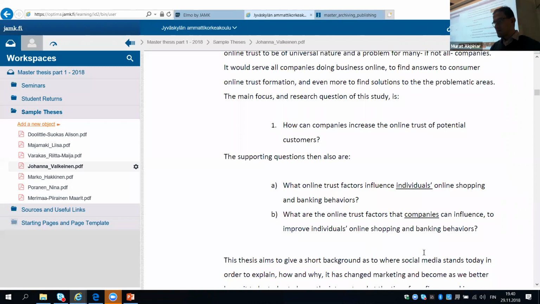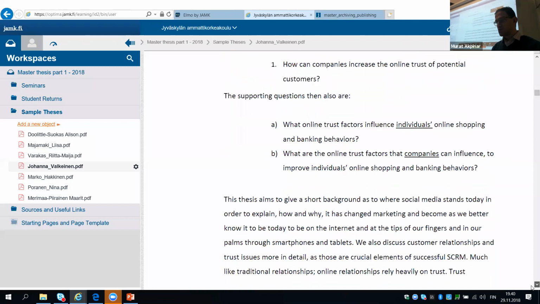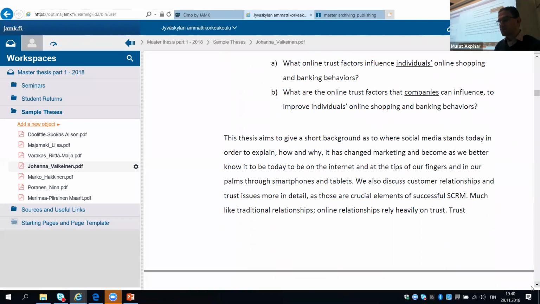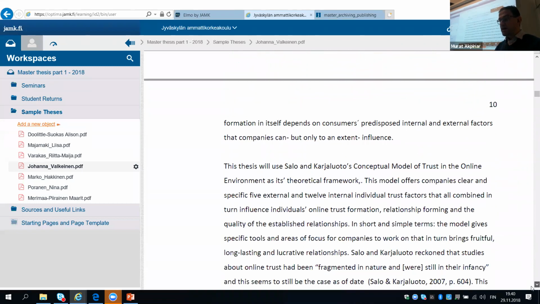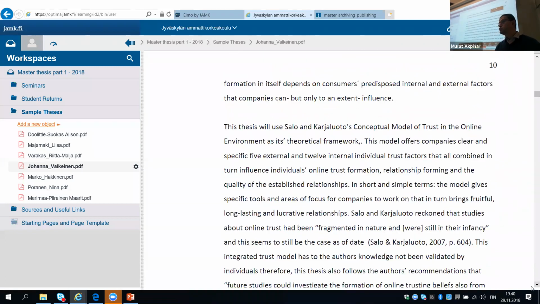But the good thing here is, okay, we get some idea what she is going to do. The good thing here is that she's telling us how she is aiming to answer those questions. So after the questions, we see what the thesis is aiming for. Then she has here that the thesis will use an existing framework from Salo and Karyolotos, model of trust in the online environment. So she explains that she will use a framework that exists in the literature.